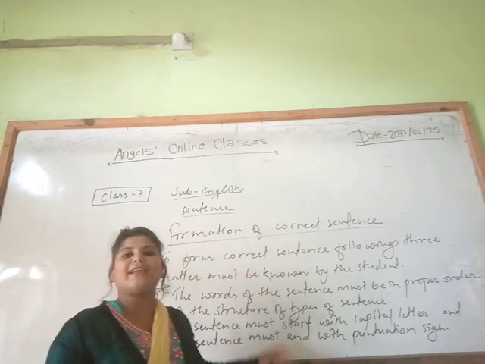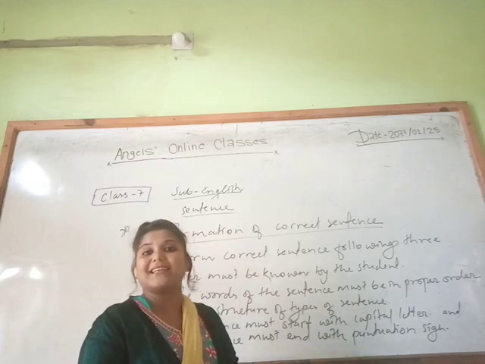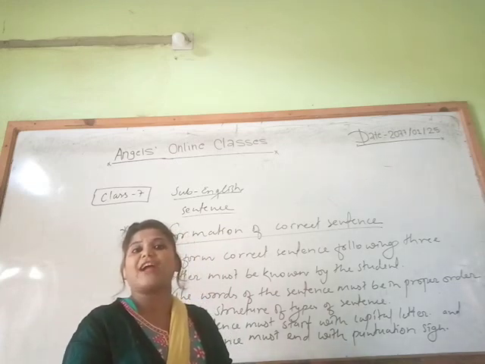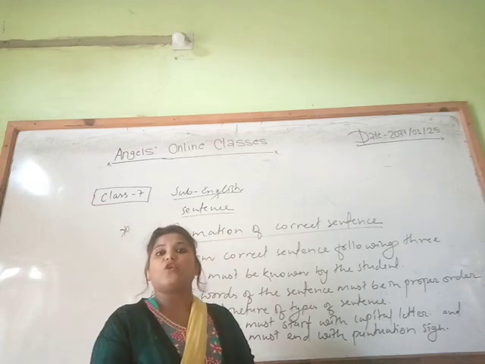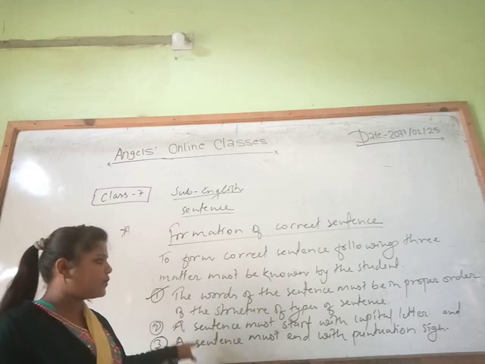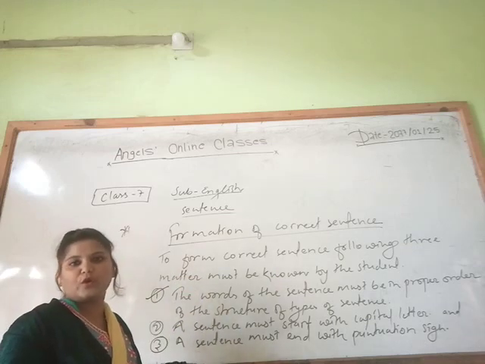Now I am going to write an example of how a sentence is correct, or how we can identify a correct sentence and a wrong sentence. So we are going to understand here. I think you have noted up to here and you have understood up to here.